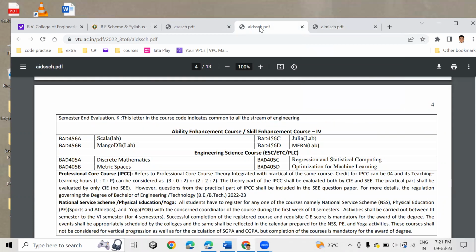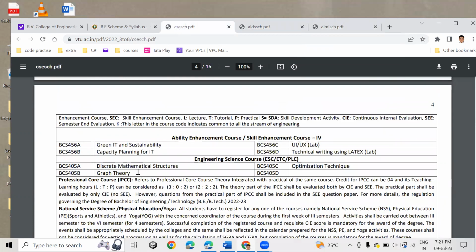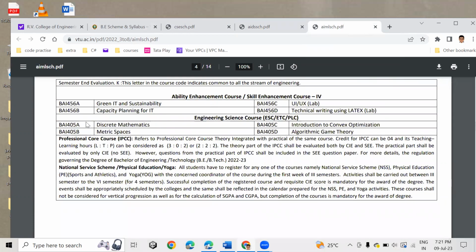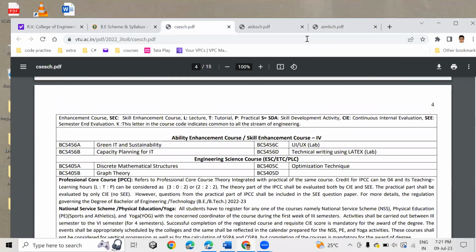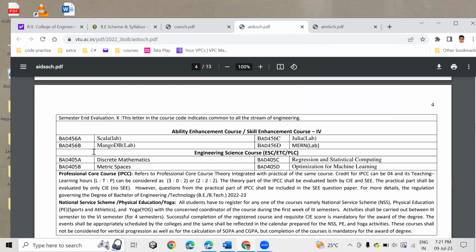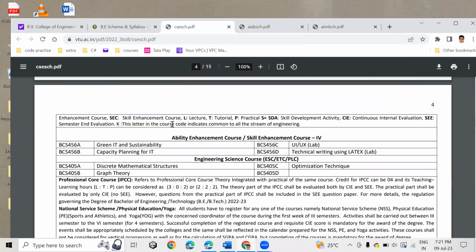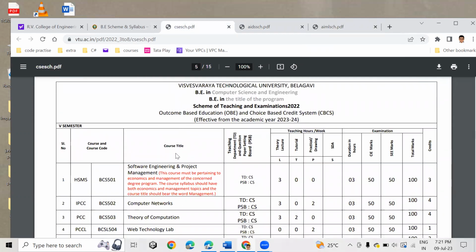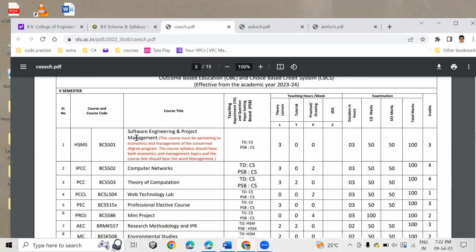You can see this computer science and AI and ML is almost the same. However, AI and DS is a little bit different. So let's go for the fifth semester. Software engineering project. Previously in the 2018 scheme, we used to have a dedicated software engineering course. That was in the third semester.